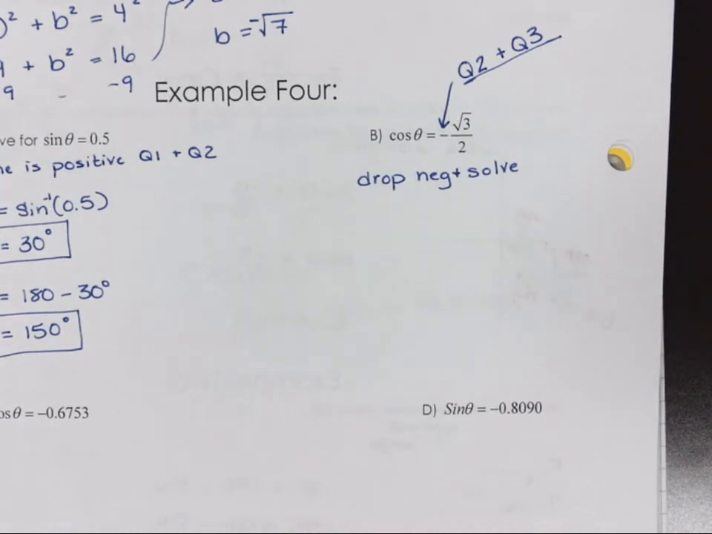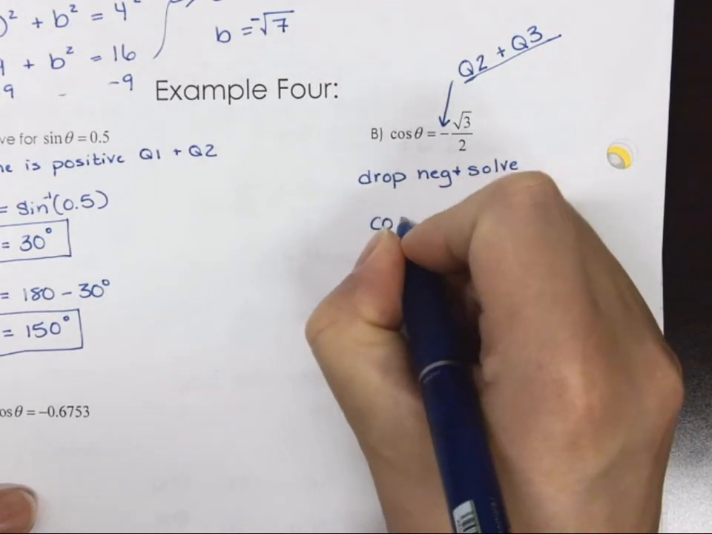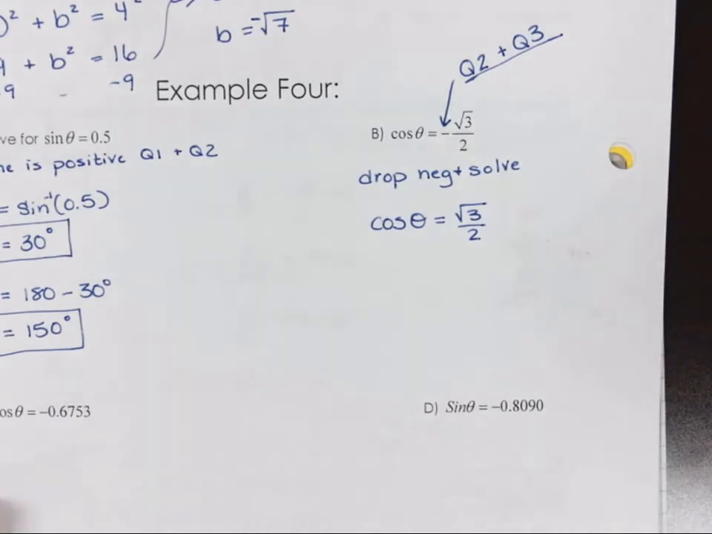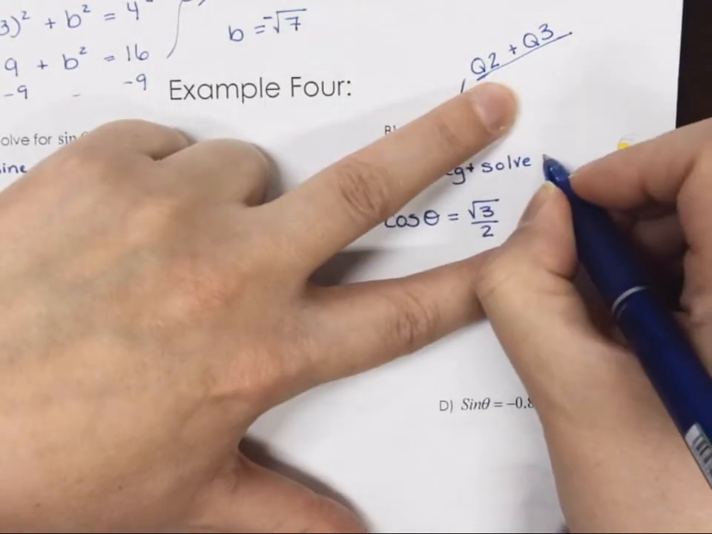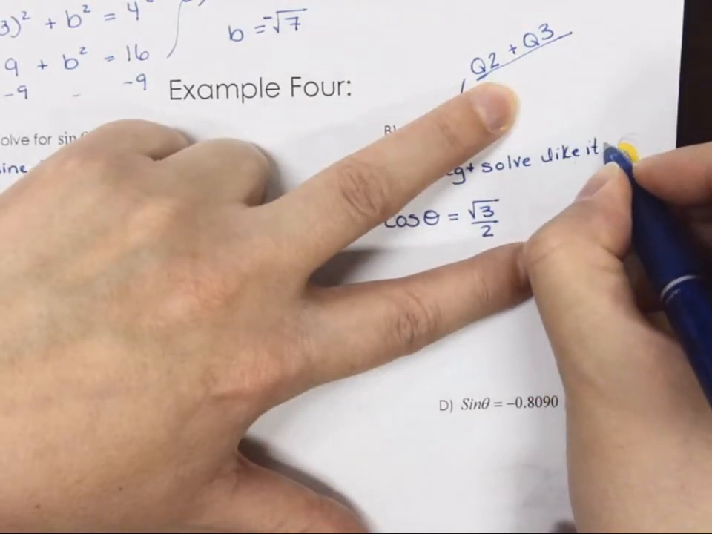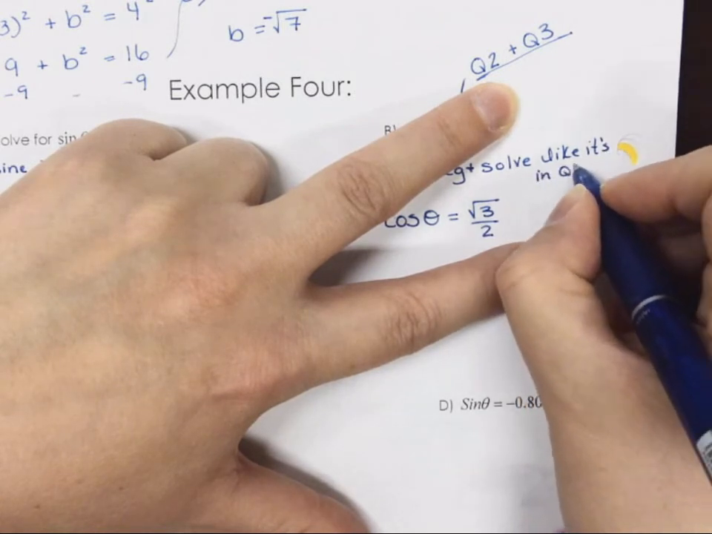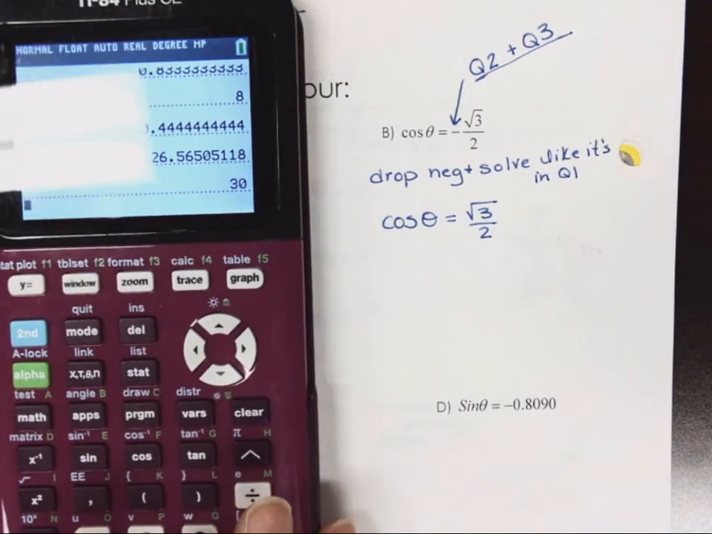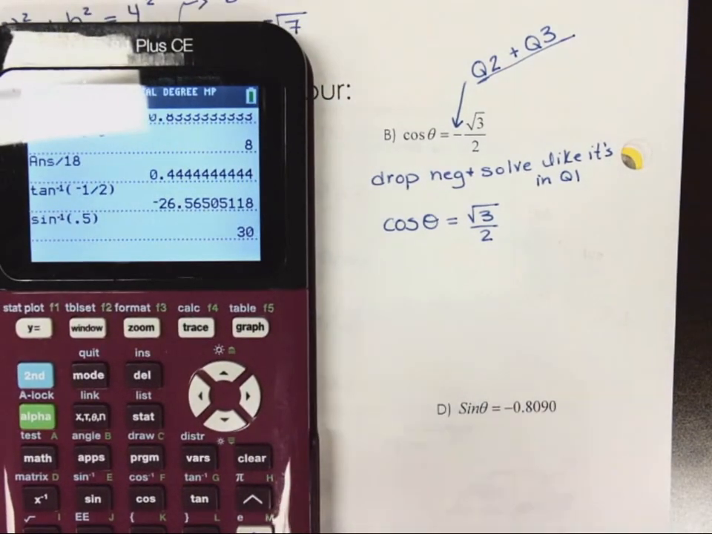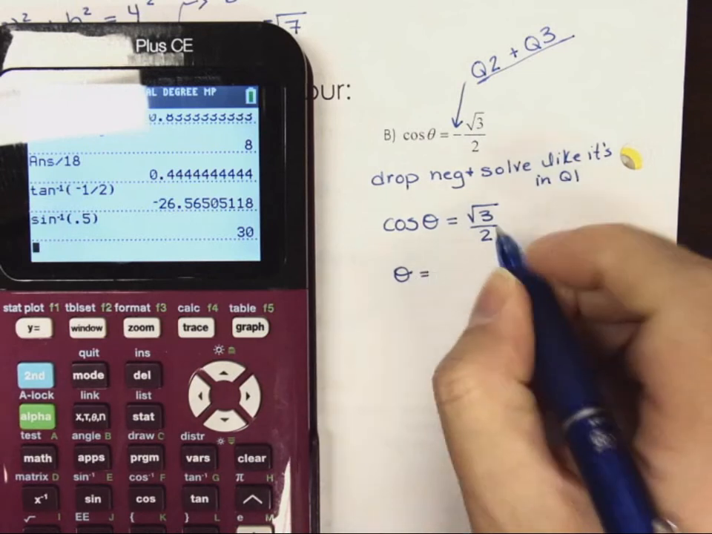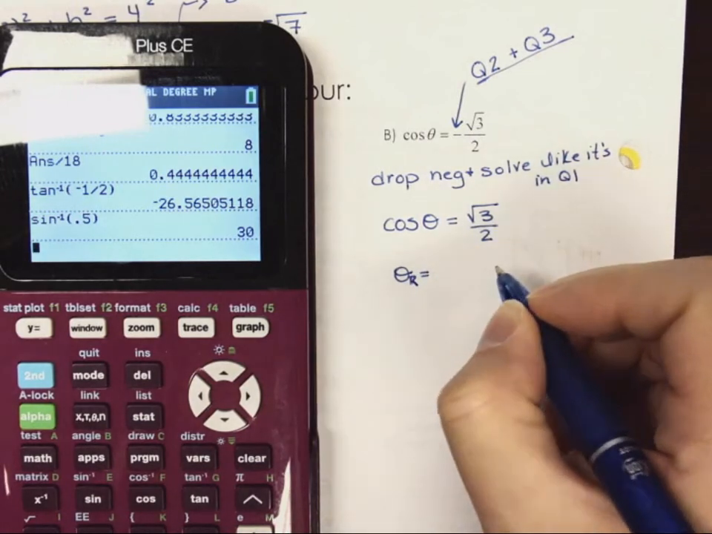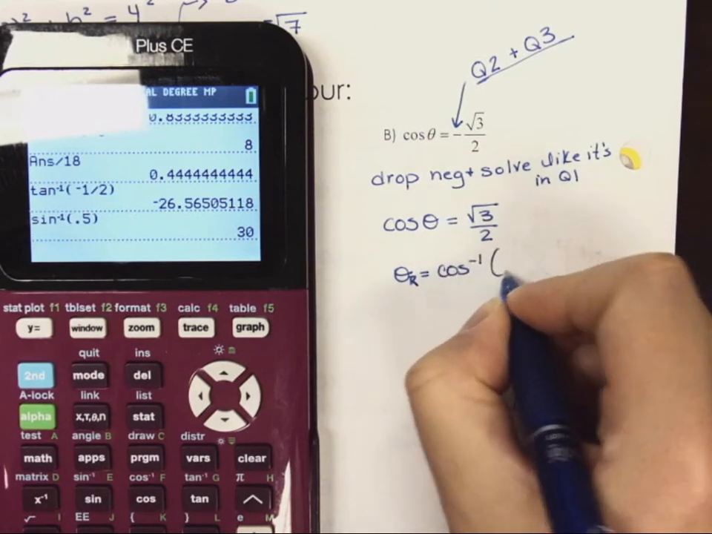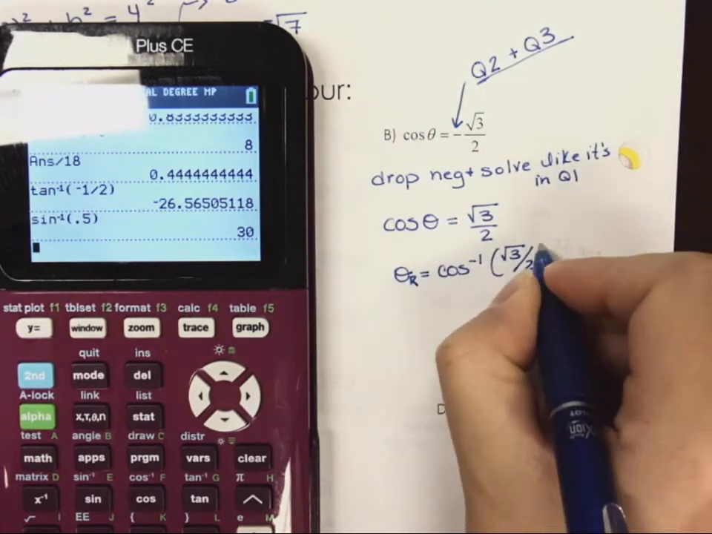Now I need you guys to solve this one. So you drop the negative, so cos theta is equal to a positive root 3 over 2. Then we just do it in our calculators. Just do the math. So theta is going to be equal to, and this is actually going to be theta reference now because it's in quadrant 1.